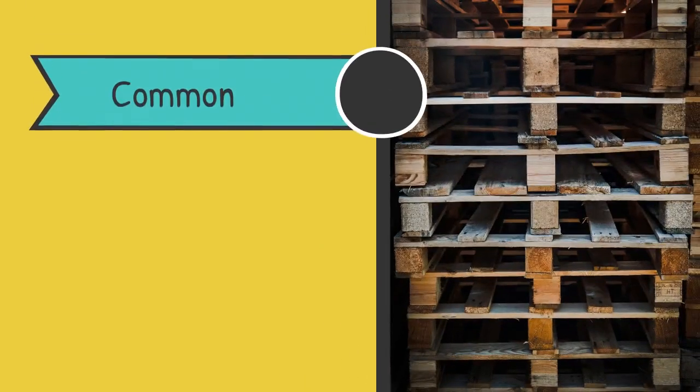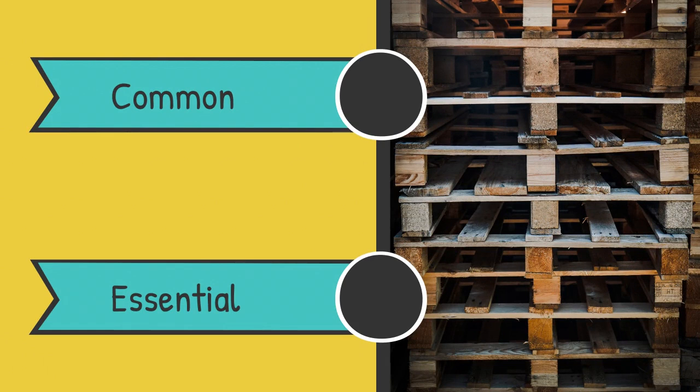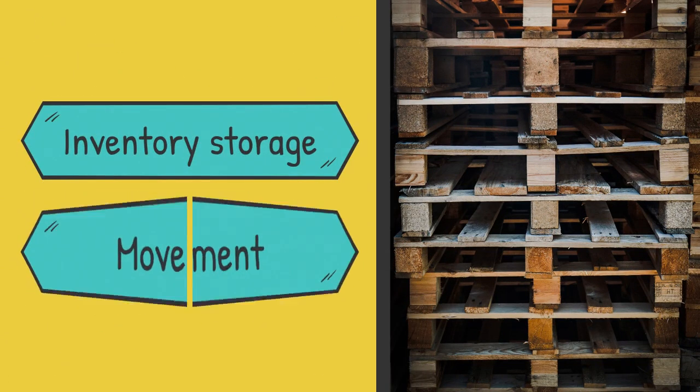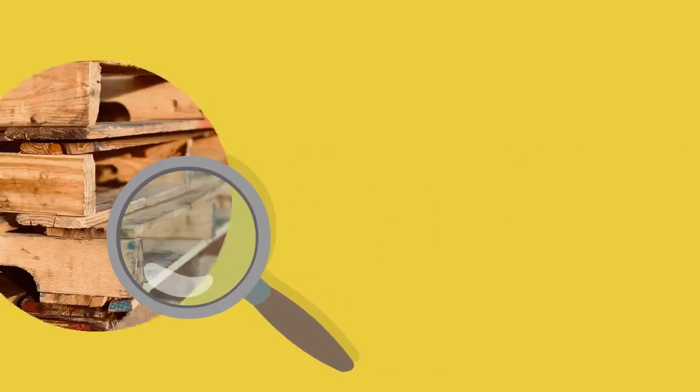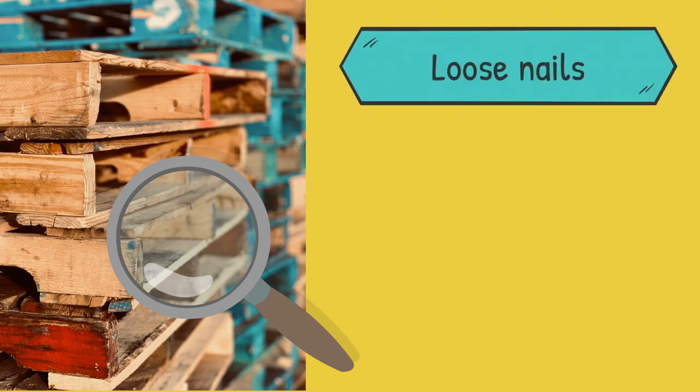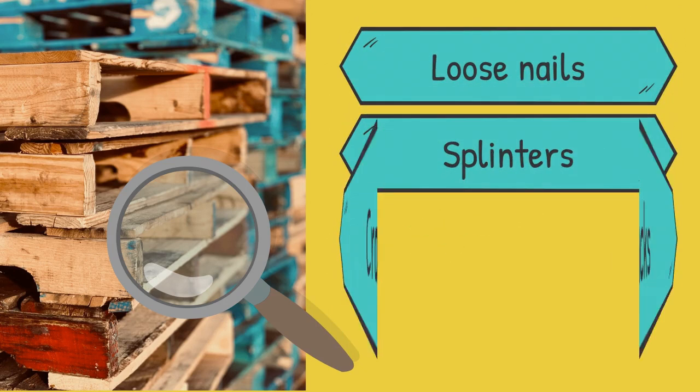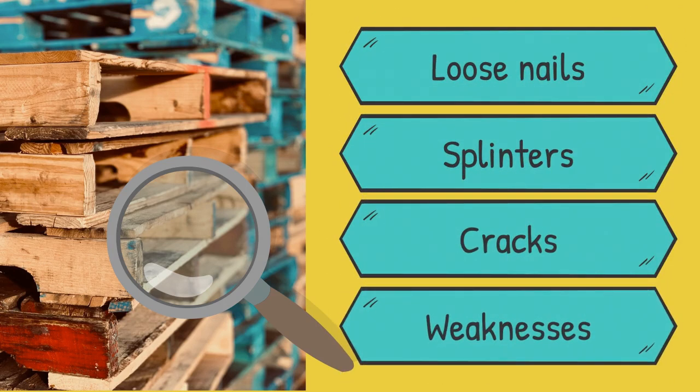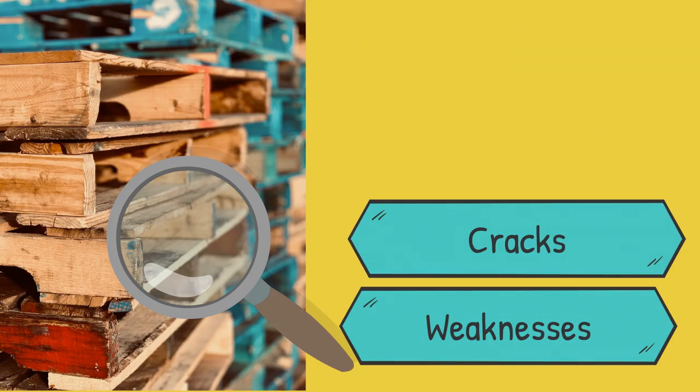Pallets are the most common and essential component of logistical inventory storage and movement. It's important to inspect every pallet for any defects such as loose nails, splinters, cracks, or weaknesses. Discard or repair any pallet that is not in good working order.